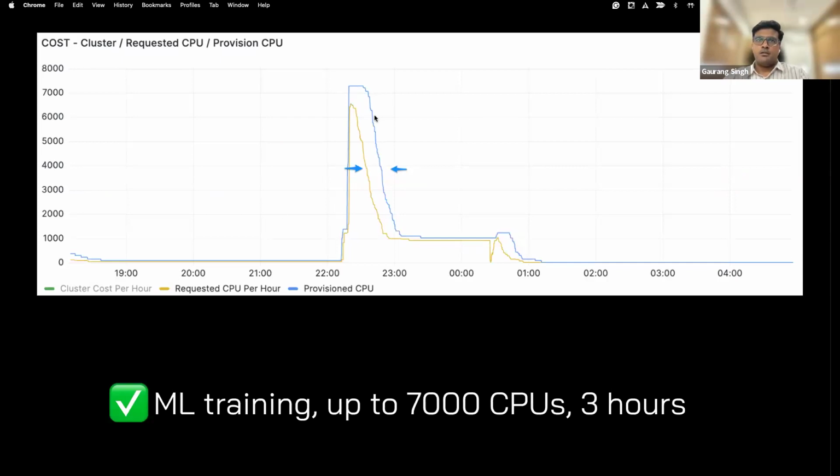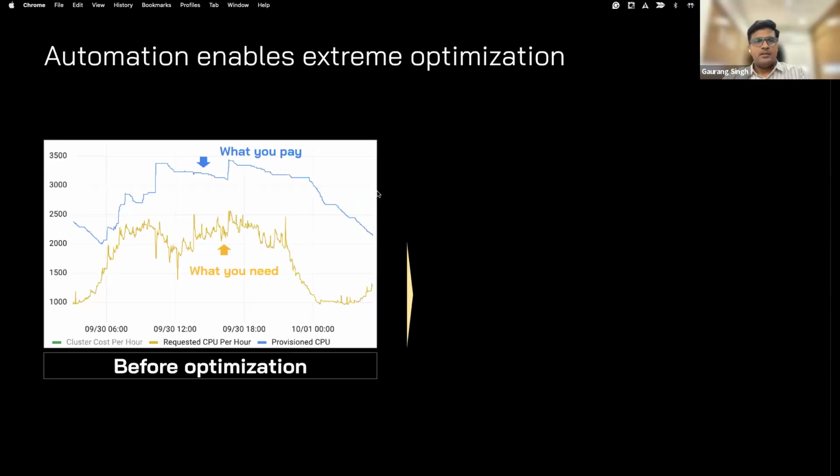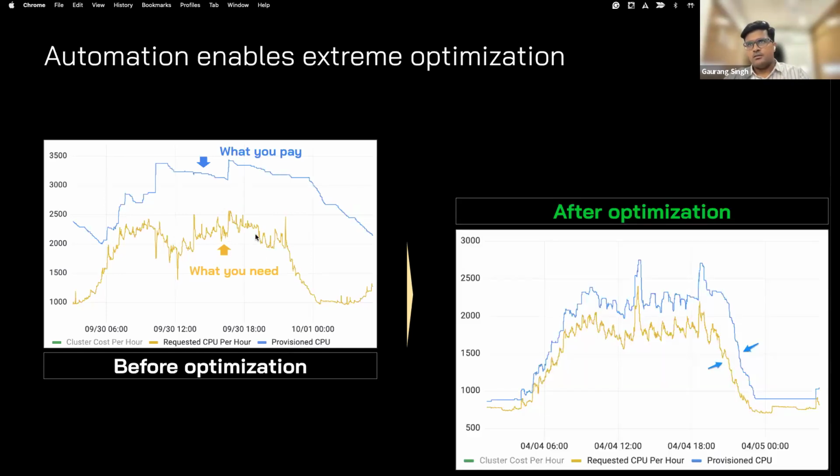Again, the same pattern. Here, the job ran for 3 hours, and almost 7,000 CPUs they used. And this is what we discussed, the normal pattern of the customers. We applied our engine on this also and tried to understand what we got after. And this is what we got in the after results. The utilization is almost following the provisioned CPU, and the graph is very close, and we are highly optimized here.